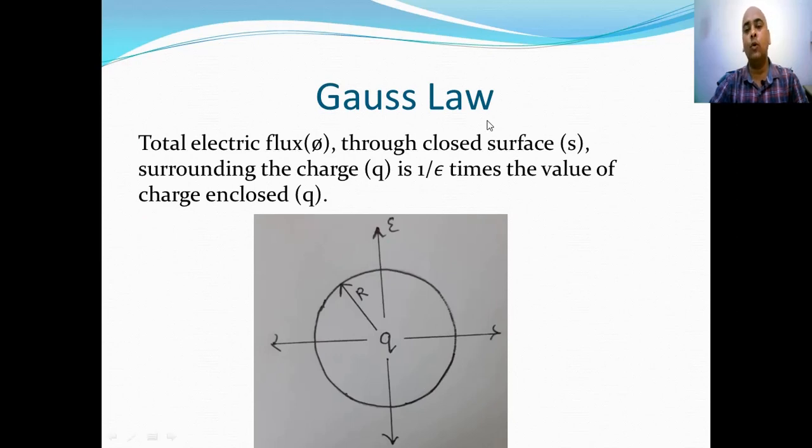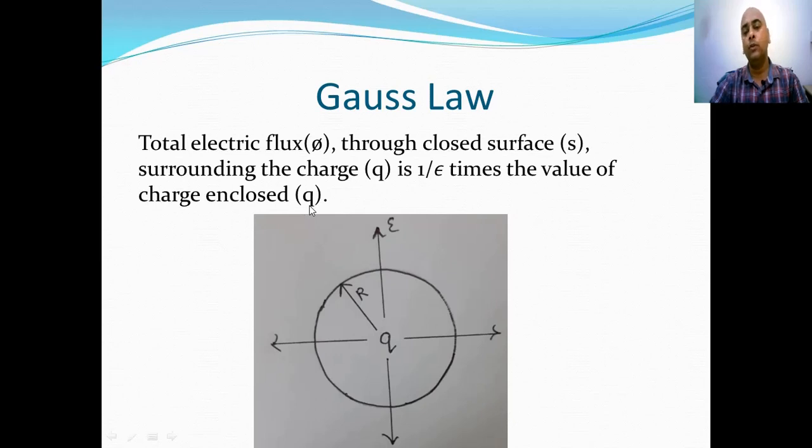So next is Gauss law. Gauss law basically establishes a relation between the flux crossing through the closed surface and the charges which are concerned with generating that flux. And as per Gauss law, the total electrical flux phi through closed surface S surrounding the charge Q is 1 upon epsilon naught times the value of charge enclosed Q.